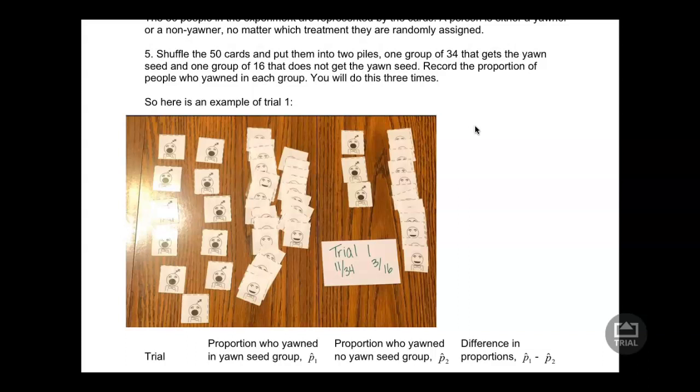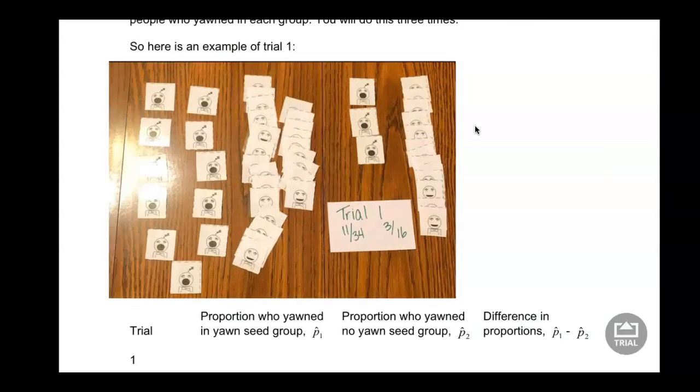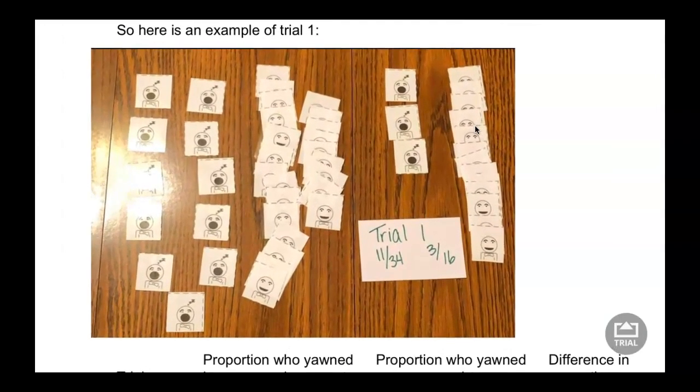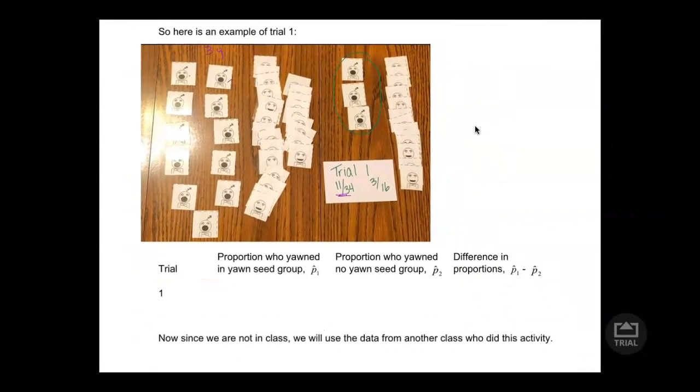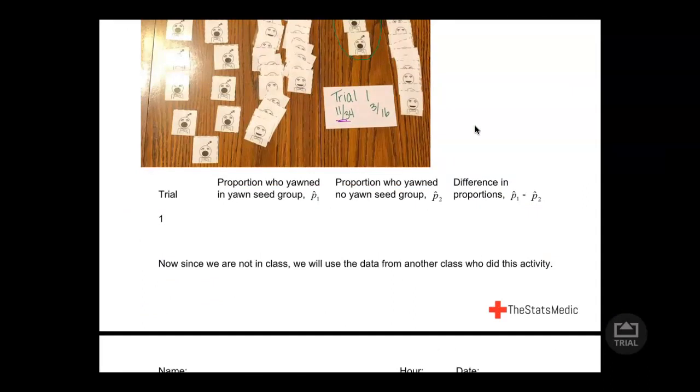So here we go. You can take a look. This is just a picture of conducting that experiment. Here is our group of 34, and if you count out of those 34 that received the yawn seed, you would have counted that there were 11 out of the 34 that yawned. Then if we go over here, this is the group that did not receive the yawn seed, the 16. If we were to count them, we would see that 3 out of the 16. And you would have conducted 3 trials of this, okay? And then you would have gone through and listed your trials.